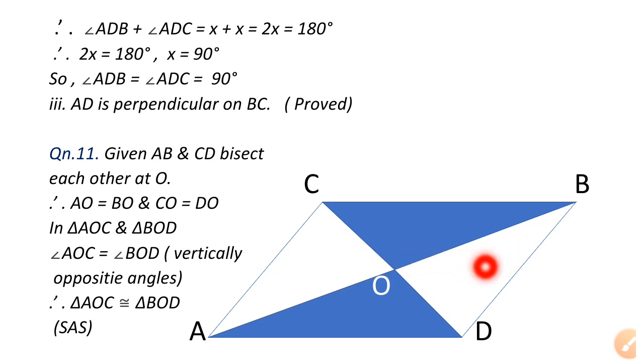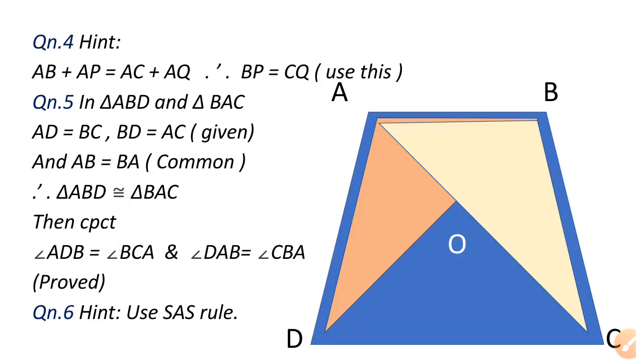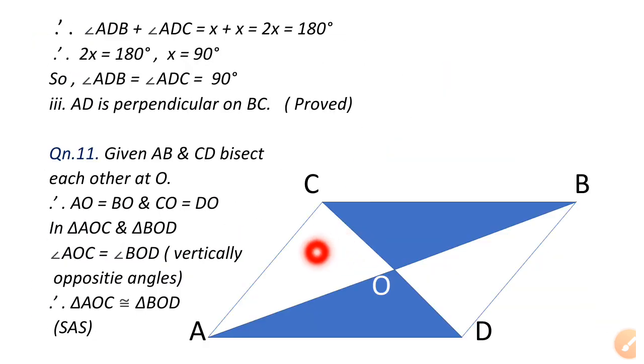So use the idea, whenever we have to prove AC equal to BD, we have to prove those two triangles congruent. So we should start with that. We start in triangle AOC and triangle BOD. Now what are the things that are equal here?